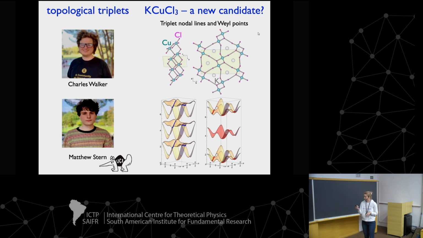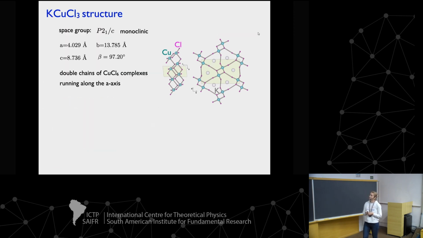So, potassium copper trichloride, as I said, is a monoclinic system. It was actually considered for a long time as a dimer chain model, in which these chains are weakly coupled. But in fact, as it turns out, the coupling between the chains that you can see here, which run along the a direction, is quite important, as shown by inelastic neutron scattering.